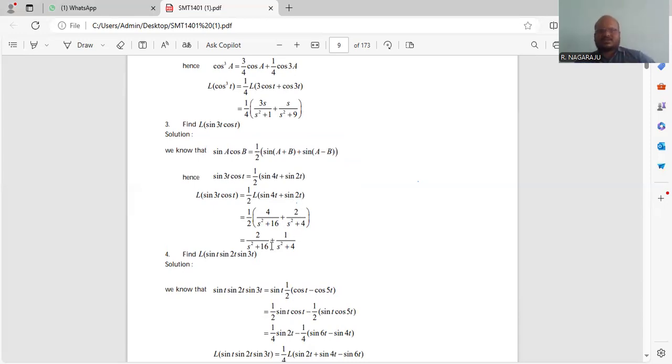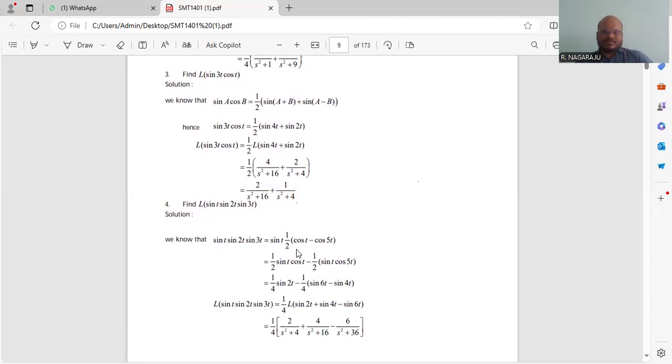So finally we got the result. In the denominator we have the 2, so we can cancel this, and finally we get the result: 4 by s square plus 16, meaning 2 by s square plus 16, plus 1 by s square plus 4. After that, we'll go for another problem. The fourth one: L of sin t, sin 2t, sin 3t.